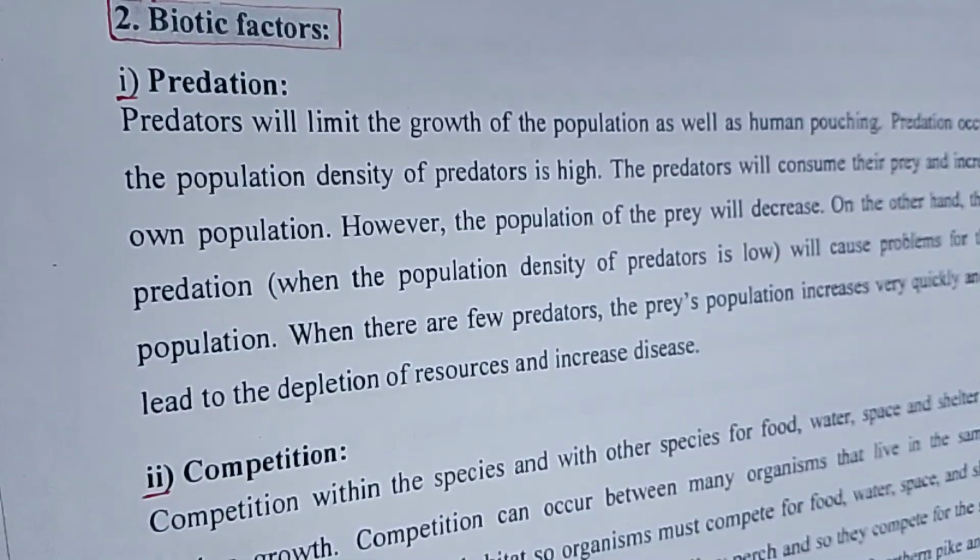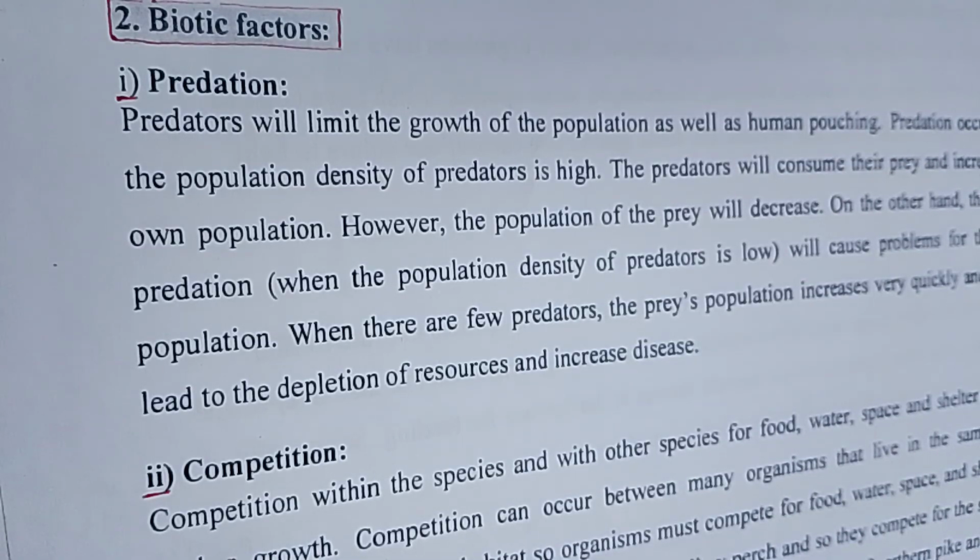Biotic factors: predation. Predators will limit the growth of a population, as will human hunting. Predation occurs when the population density of the predator is high. The predator will consume their prey and increase their own population. However, the population of prey will decrease.